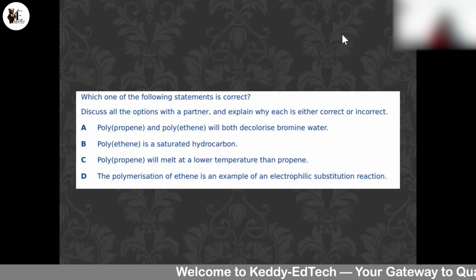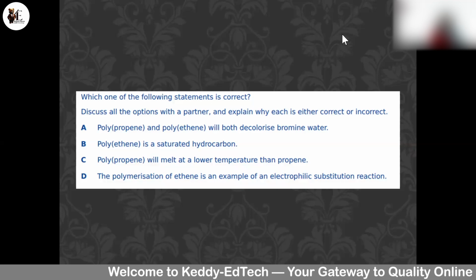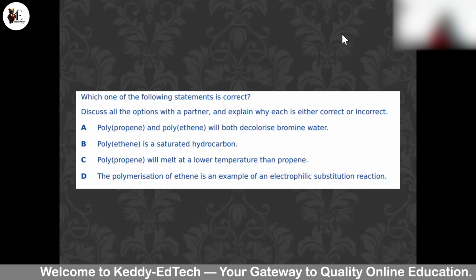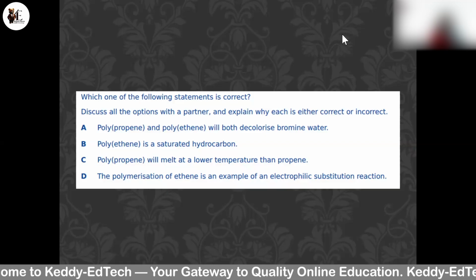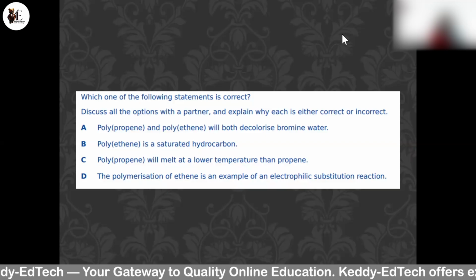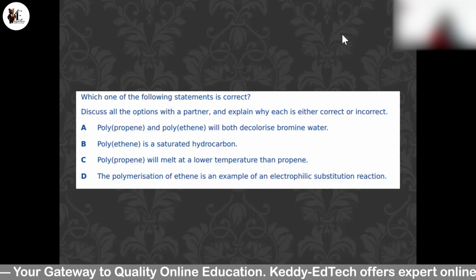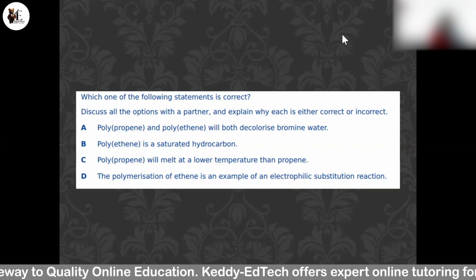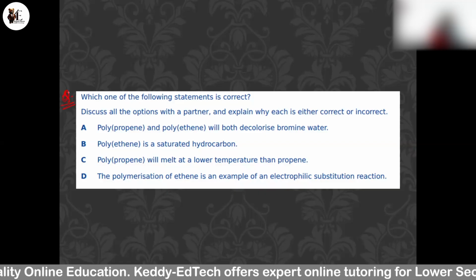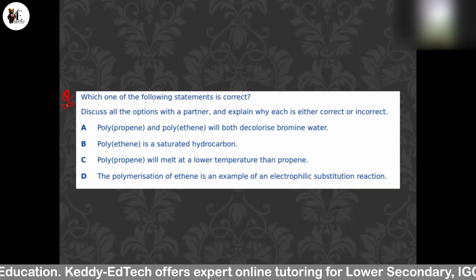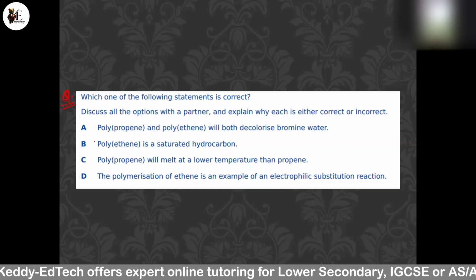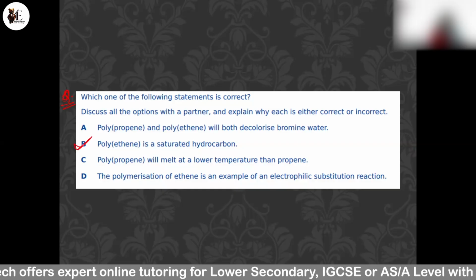Polypropylene will melt at a lower temperature than propene. The polymerization of ethene is an example of an electrophilic substitution reaction. So only one statement is correct in this question. Which statement is it? Is it B? Yes, B is the correct statement.